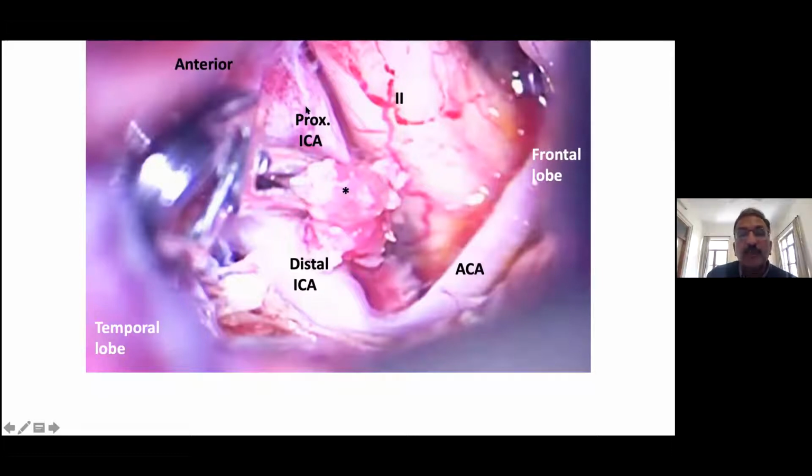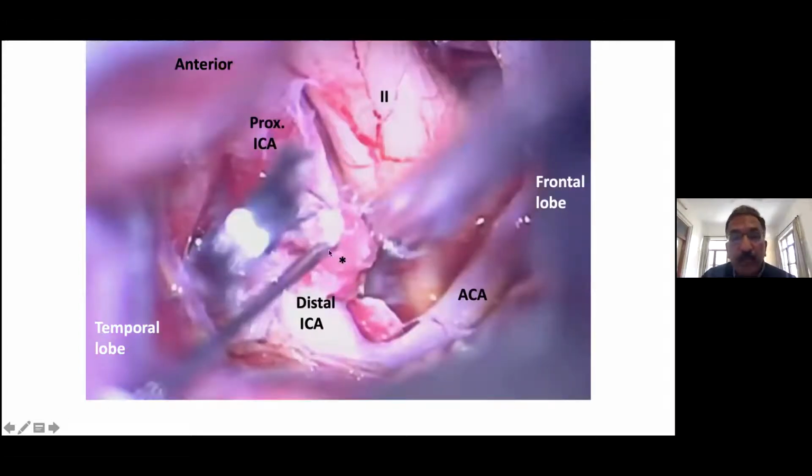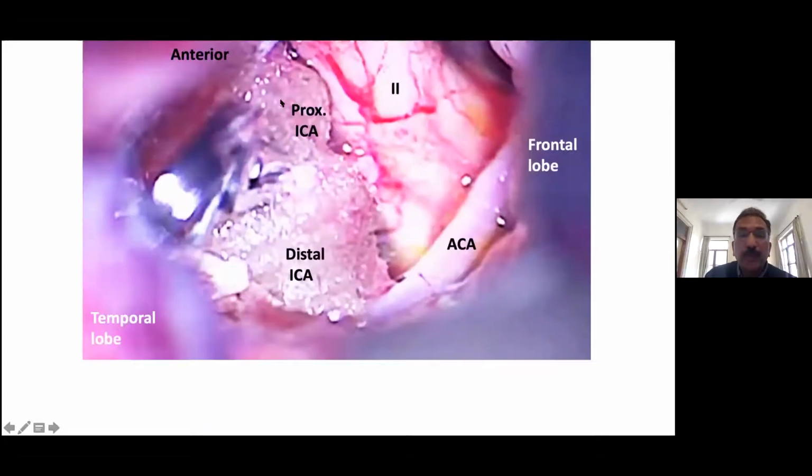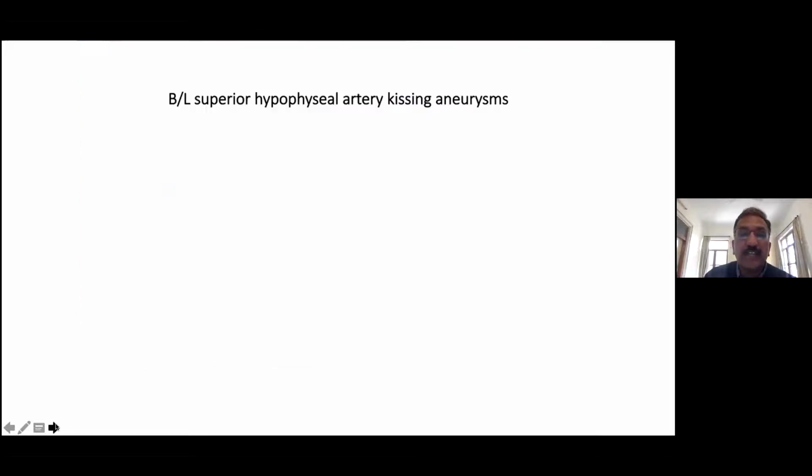So you can see this is the proximal ICA, this is the distal ICA, this is the optic nerve, and this is the carotico-optic space. So we could actually gently, very, very gently clip this aneurysm to get it out of the circulation. But you see that the proximal ICA is also abnormal. So we first punctured the aneurysm to make sure that it had been properly clipped. And then we put BEM sheet over the proximal and the distal ICA and put fibrin glue over it in order to reinforce this abnormal segment of the ICA.